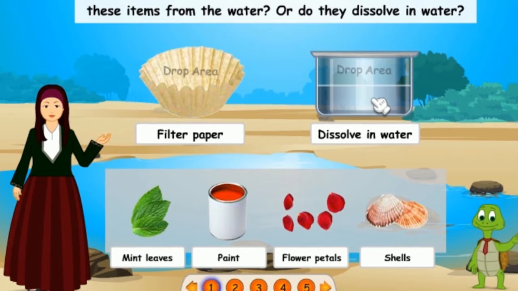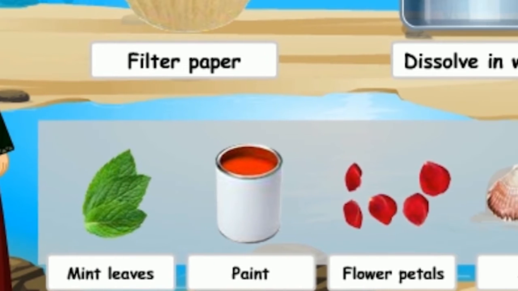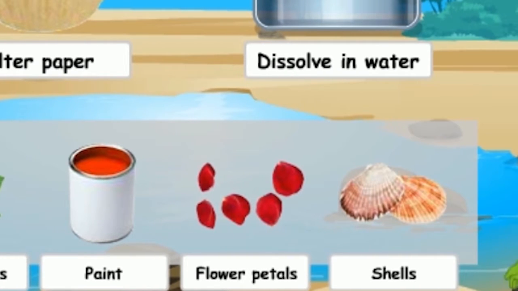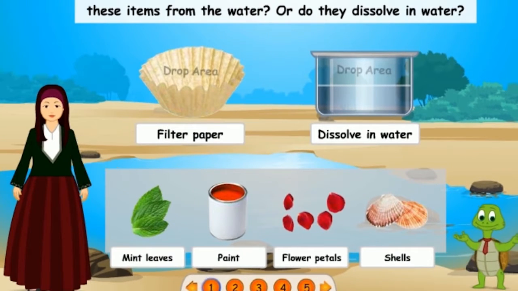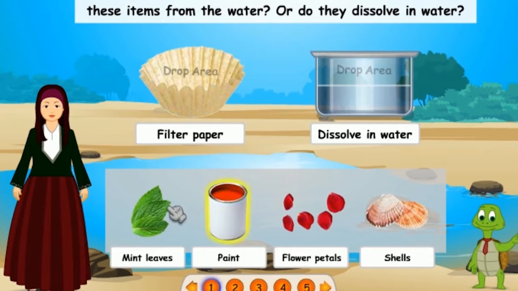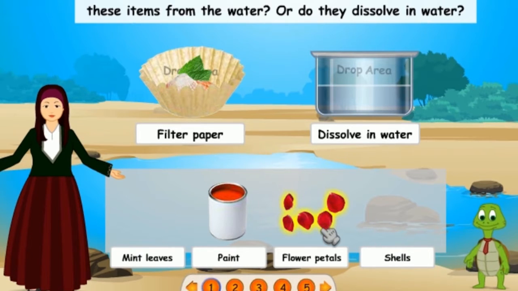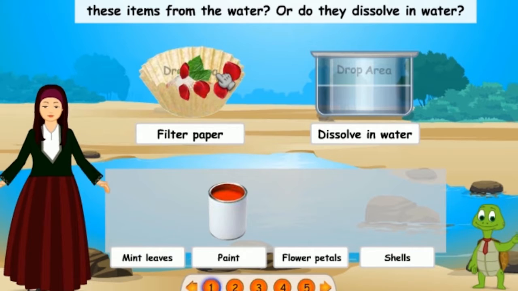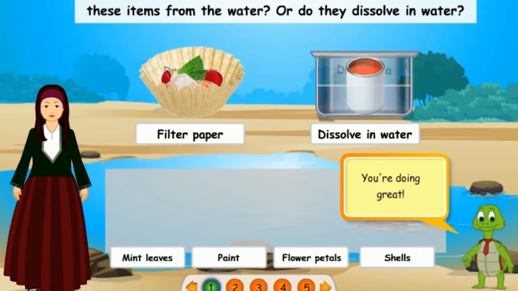Filter paper. Dissolve in water. Mint leaves. Paint. Flower petals. Shells. Mint leaves, insoluble. Shells, insoluble. Flower petals, insoluble. Paint, soluble. You're doing great.